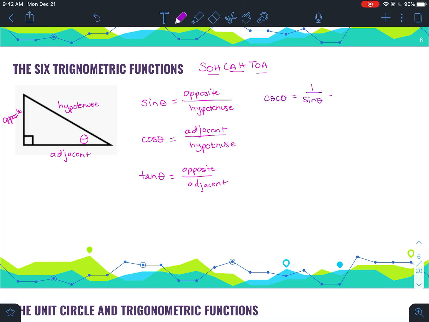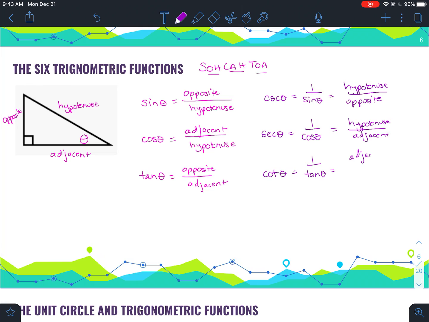And then the other 3 are their reciprocals. So the cosecant of an angle is the reciprocal of sine, so it's 1 over sine. So it's the hypotenuse divided by the opposite side. Secant is the reciprocal of cosine, so it's 1 over the cosine. So it'll be the hypotenuse divided by the adjacent side. And then cotangent is the reciprocal of tangent, so it's 1 over tangent. So it is the adjacent side divided by the opposite side. And those are your 6 trig ratios.